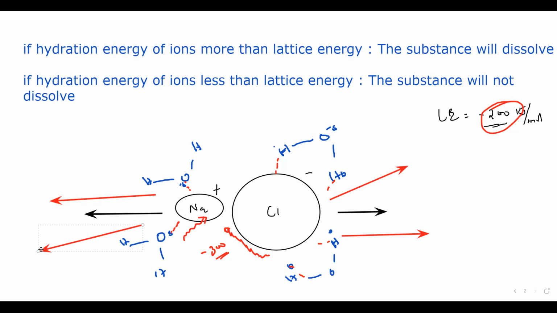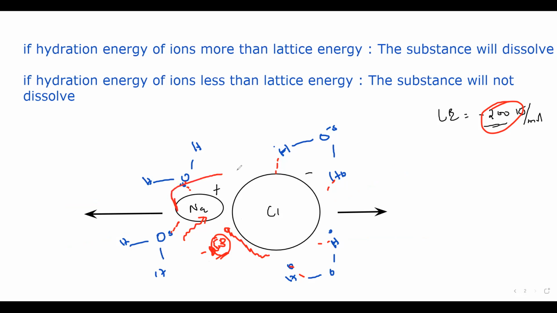Is the concept of how ionic compounds dissolve in water clear, and why some ionic compounds are soluble and some are insoluble? But what will happen if, when the water molecules are surrounding the ions, the hydration energy, for example, was 150? This hydration energy of 150 is a small value, so it is not enough energy to separate the ions.